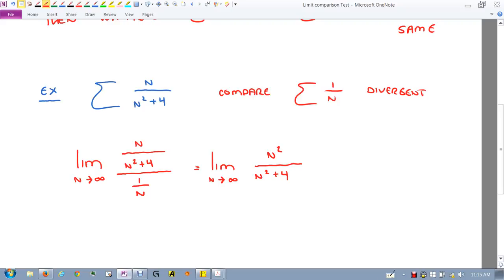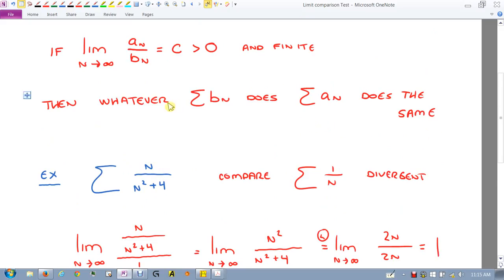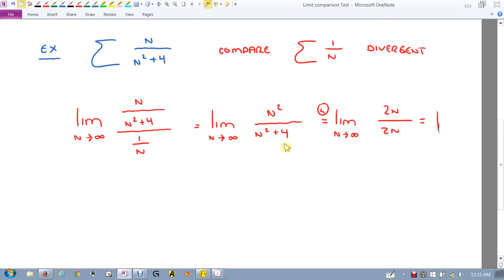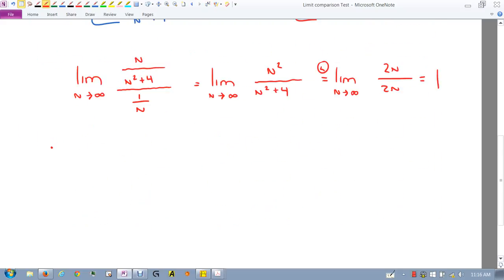What's that limit? When you go top and bottom, isn't it infinity over infinity? So do L'Hopital once on this. You get 2n over 2n, which is just what? 1. Is that a constant bigger than 0 and finite? Yes. Since that is a constant that's bigger than 0 and finite, your conclusion is that whatever the b sub n did, that's what the a sub n does. What did our B sub n do? Diverged. Our A sub n is going to do the same thing. So therefore, the sum diverges.